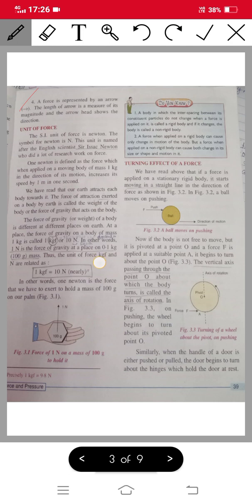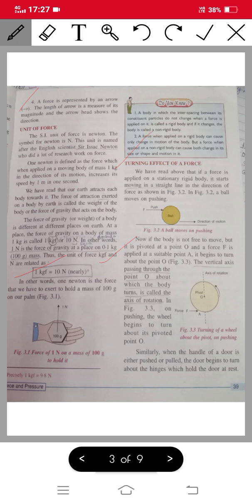Now this can change. If we are going towards a high region like a mountainous region, the gravitational force will decrease. So 1 kgf is equal to 10 Newton nearly. These mathematical calculations we will learn in the numerical portion of this chapter. If you want to see me do numericals also, then I will make a separate video on numericals for this chapter.